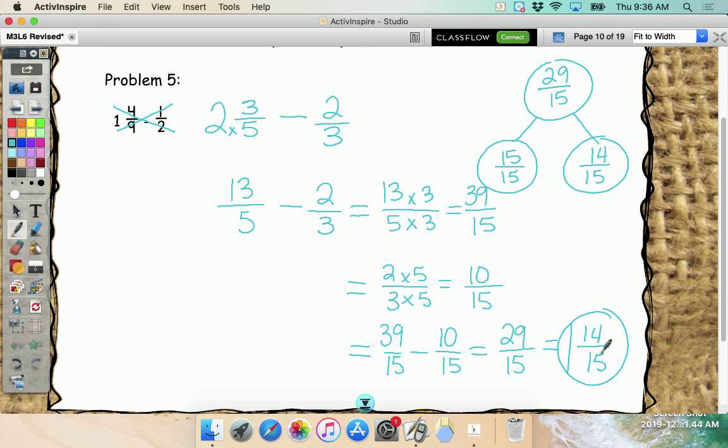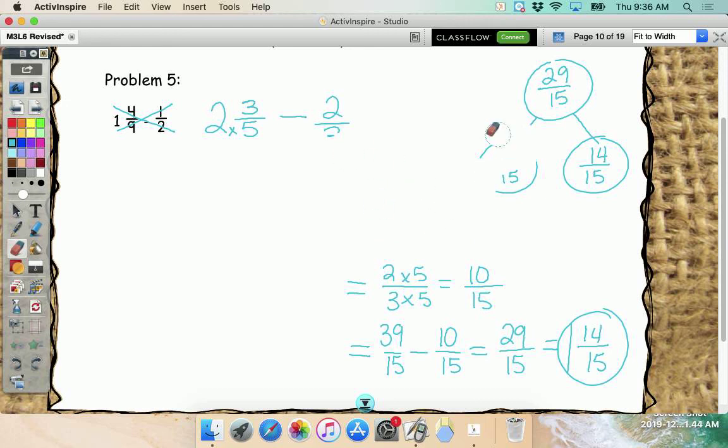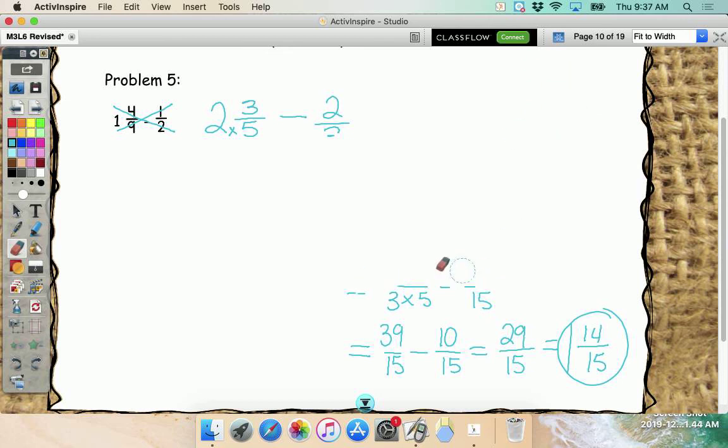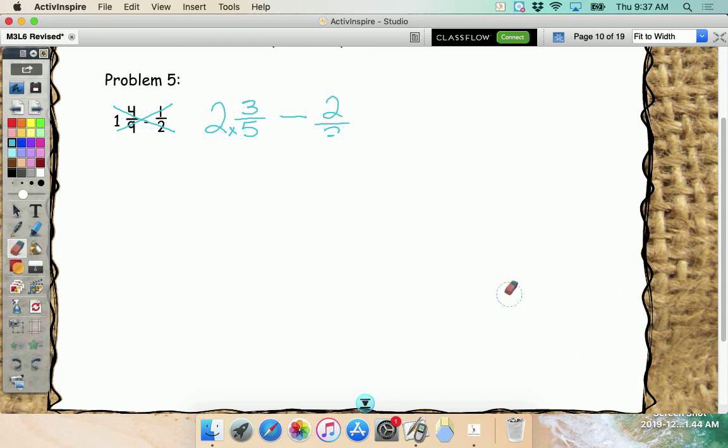You want to know now? Yeah. Turn it over to the very back. Because if I'm going to change it to an improper fraction and then have to change it back to a mixed number, there's a better way to do it. And would you like to know what that is? Yeah. Just subtract 1. And I'll show you what I mean by that.